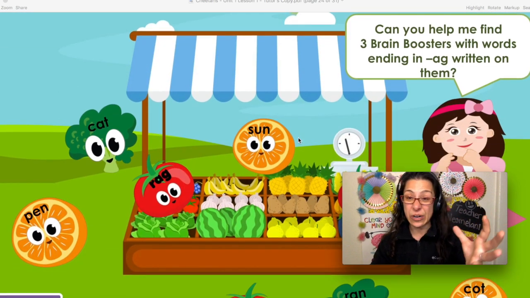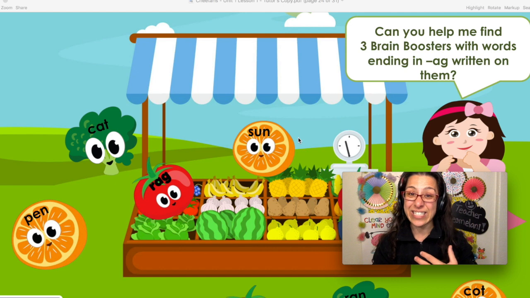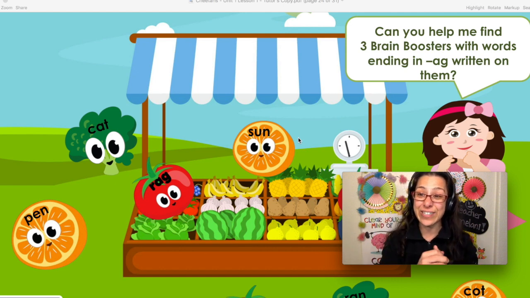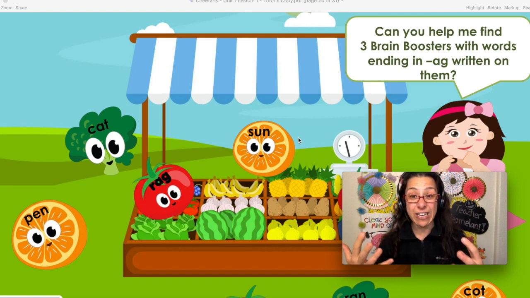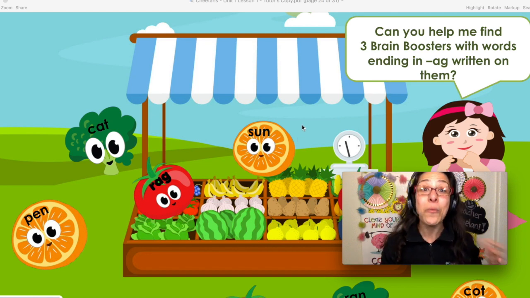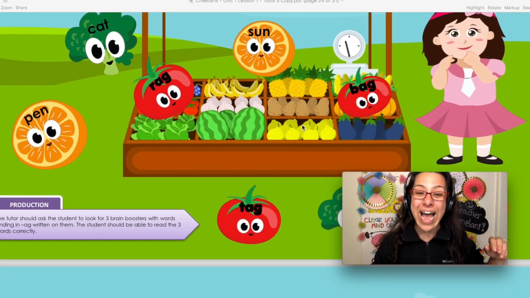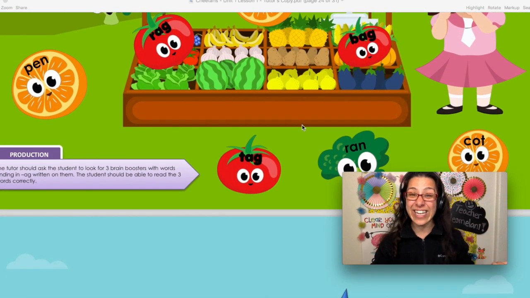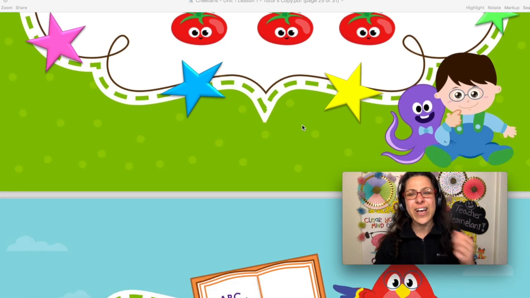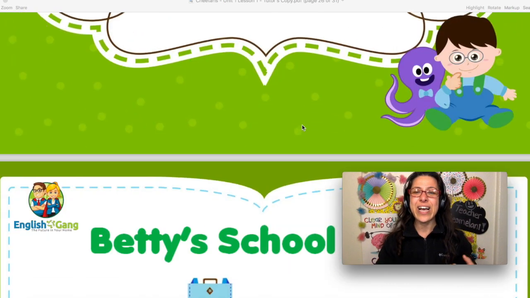Again, here during the booster part, sometimes I ask students to tell me 3 boosters with words ending in AG written on them. And then they'll say 3 tomatoes, 3 red tomatoes. What are the words? Rag, bag, tag, and congratulate them anytime they do something great, or anytime they speak a sentence correctly. And then story time.